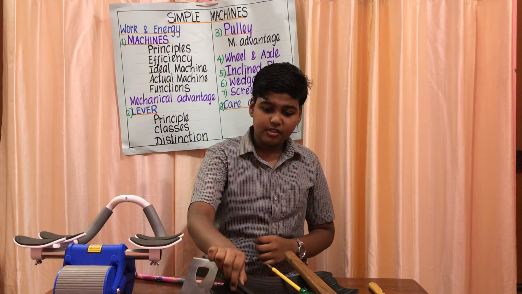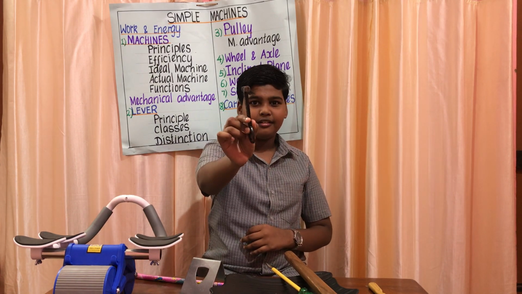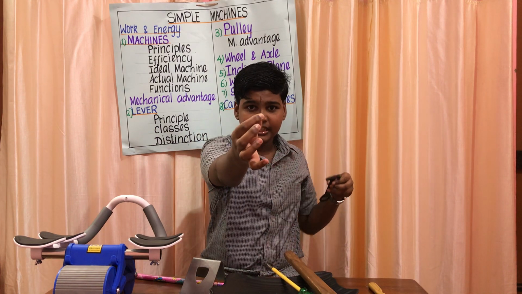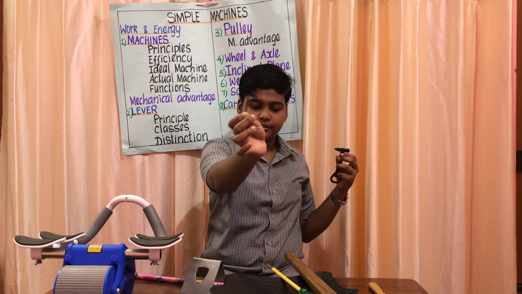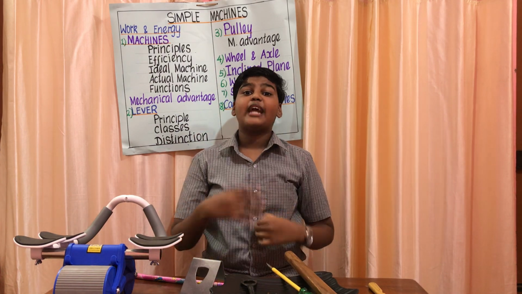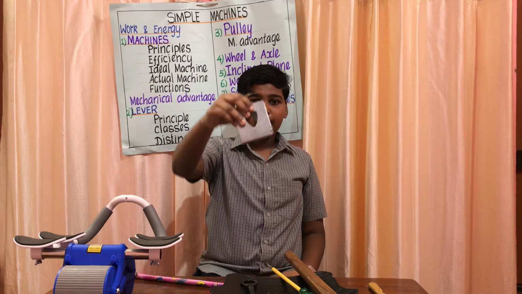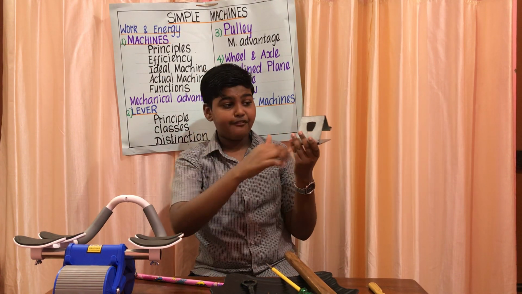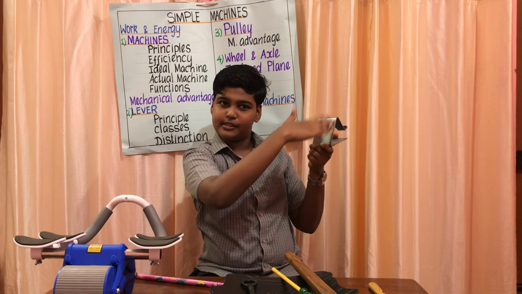This is a machine, right? It's made of iron. Can you see this part is fully rusted? Some parts of the machine are made up of iron and can rust. This is also made up of iron. Why did it not rust? It's painted. So in order to prevent rusting, we can paint the iron surface.